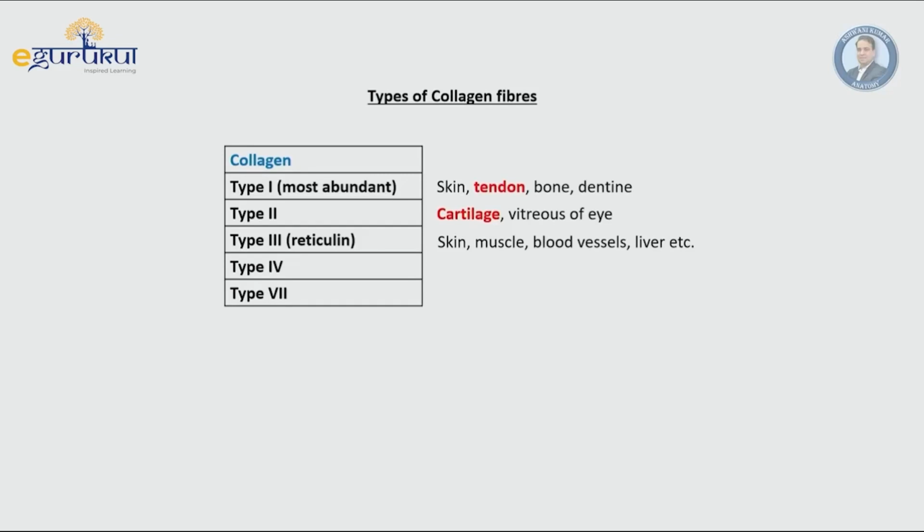Type 4 is important and is asked in the exam as well, because type 4 is present in the basement membrane. So all basement membranes have this type 4 collagen fiber, which again is important to remember. And type 7 is the one which is abundant in the epithelia. Epithelia have this type 7 collagen fiber. So these are the ones which I feel you should remember out of the loads and loads of collagen fibers that we have. Remember at least these 5 and some important examples where they are present.